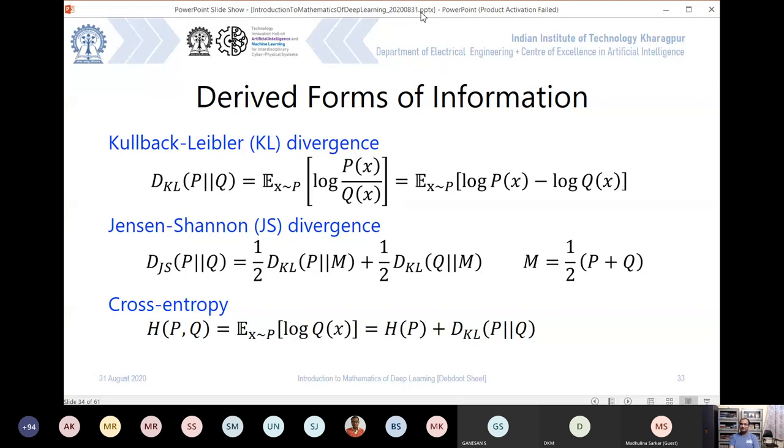So Kullback-Leibler is something of that sort, whereas Jensen-Shannon is not that. It's a true distance metric. Plus, there is another interesting thing which we come into from information theory, which is what is called cross entropy.